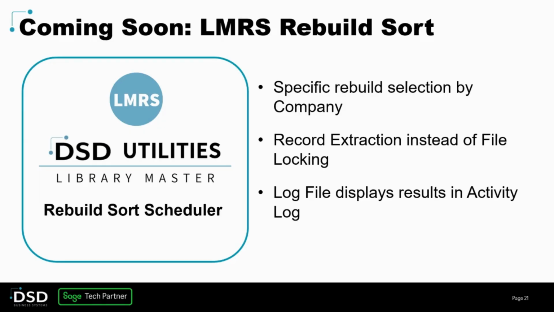You can choose by company which tasks you can run, right? You can then add that to a task scheduler. And the important piece of this enhancement is it does not do record locking. Instead, it will only do a record extraction if a record needs to be updated based on the utility. It does generate a log file that displays all detailed activity that occurred on that rebuild.